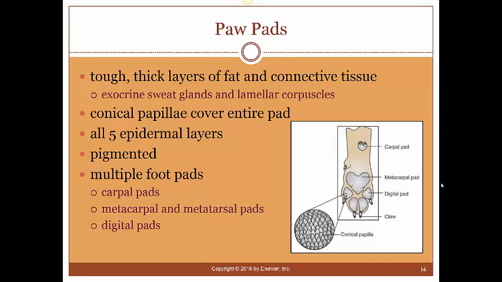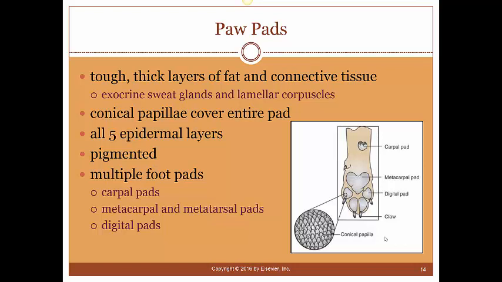Covering the entire pad is going to be conical papillae, and these are kind of raised up from the bottom. These are areas of dermis and epidermis that grow up and out, and they end up giving grip and traction for movement on the ground, and also on getting food. So if we look at a bear or a dog or a cat, if they're trying to get prey, this gives them grip to hold on to prey or the food that they're going for.